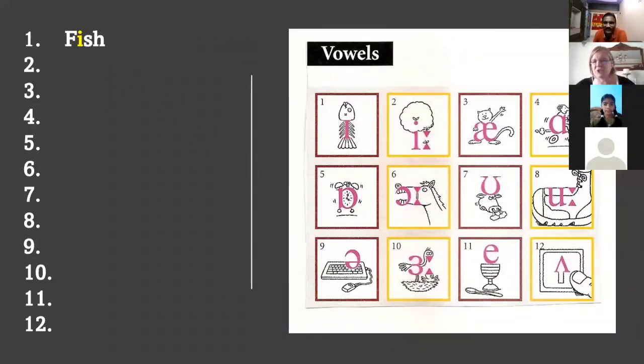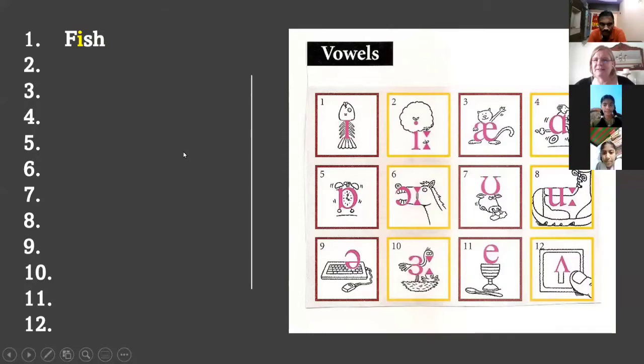So fish. You say fish. Fish. Good. So the yellow vowel sound is I. Can you say I? I. Very short. Fish. I. Fish. I. Fish. Okay, great. All right, let's look at number 2.